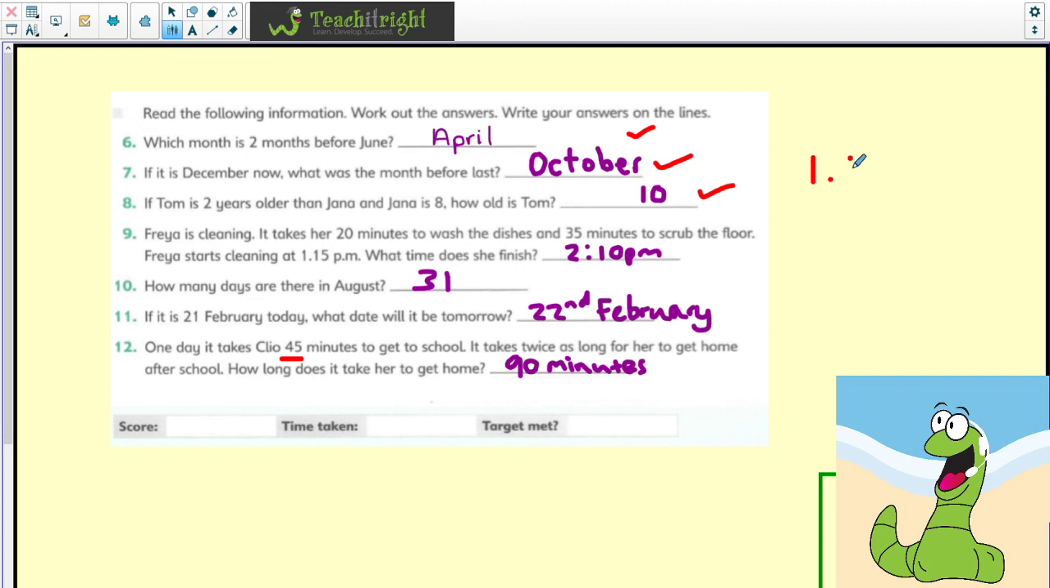So we've got 1:15. So that's what time Freya starts cleaning. So if we add on 20 minutes to that, we're going to get 1:35 p.m. And then we've got to add on another 35 minutes. So what you could do is add on 5 minutes if you make 1:40, and then we're going to add on half an hour, so that's going to be 2:10.